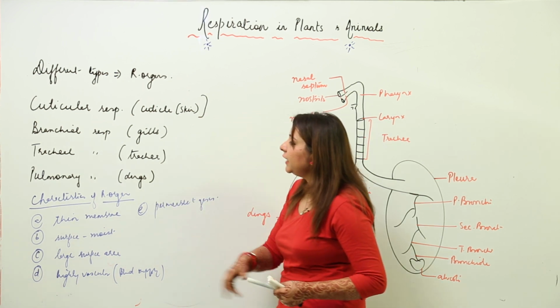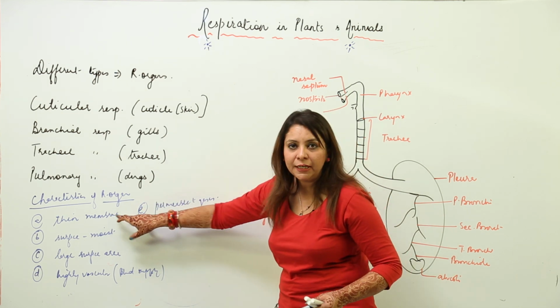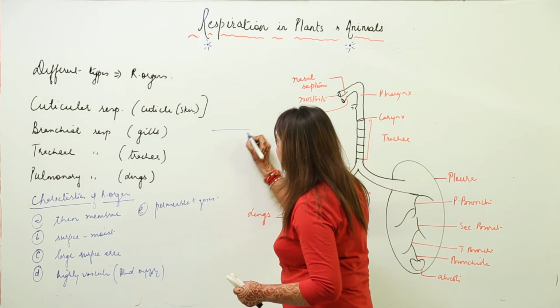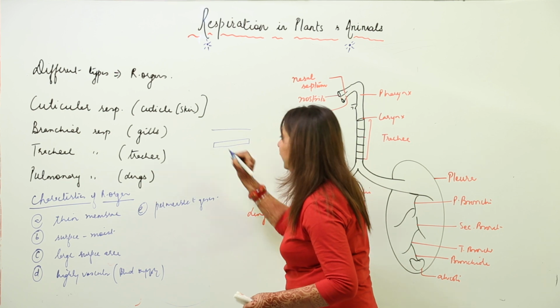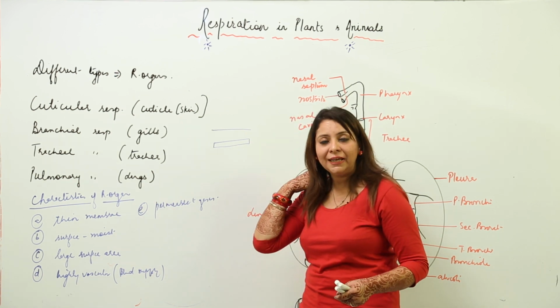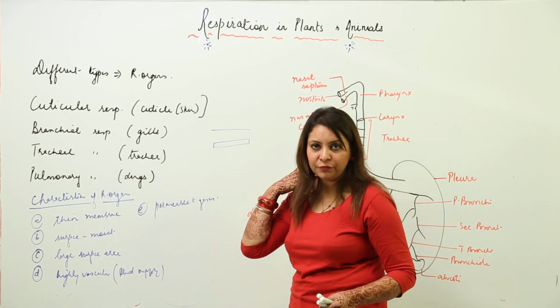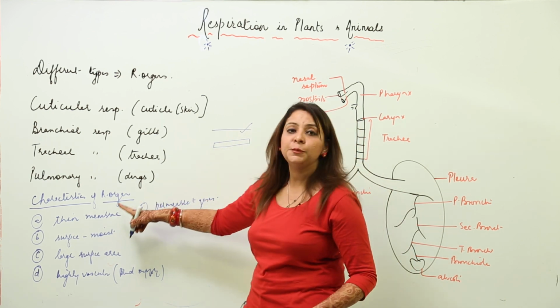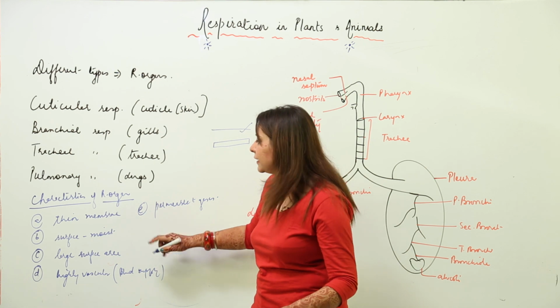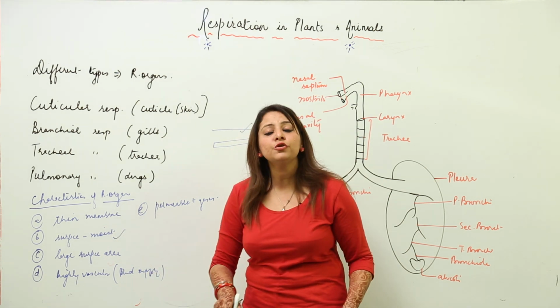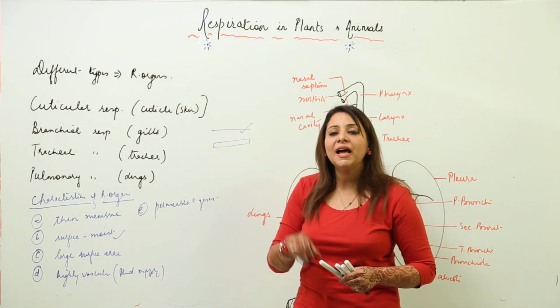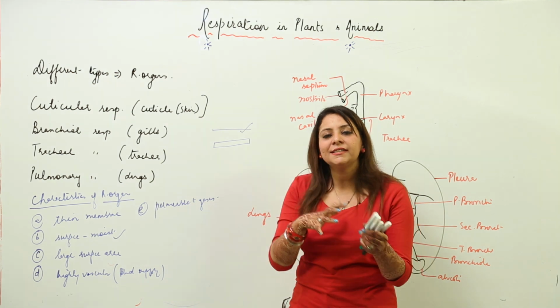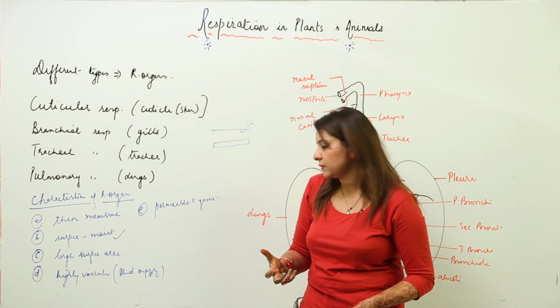See, suppose the respiratory organ has a thin membrane, and here it is going to have a thick membrane. So out of these, where do you think the diffusion of gases can be faster? Obviously in the thin one. So that is what the respiratory organ should possess, the thin membrane. Second is that the surface should be moist, because we know that when the surface is moist, the gas exchange, the diffusion, becomes faster.